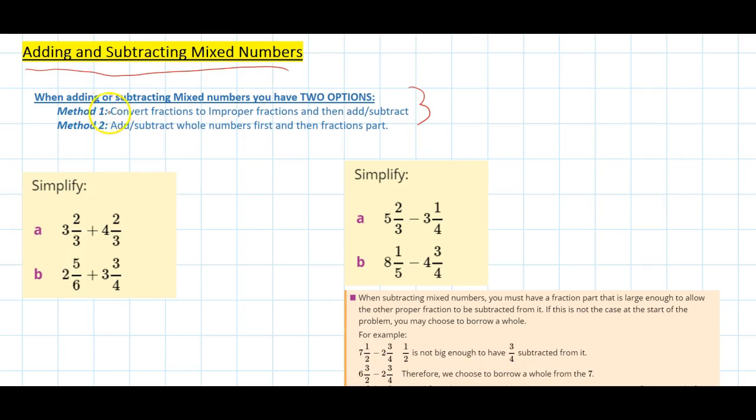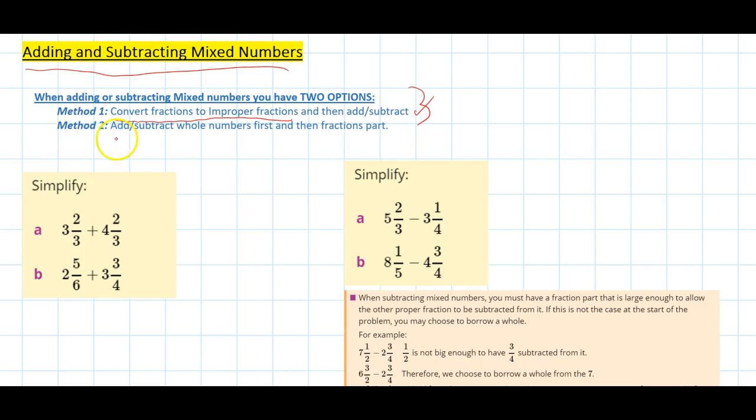The first one is that you need to convert the fractions to improper fractions. By that I mean convert the mixed number into an improper fraction, and then you do your addition or your subtraction. This is probably the most common one to do, so you should often do this one, particularly with subtraction. So just turn the mixed number into an improper fraction, do the calculation, and then at the end make sure you simplify. So turn it back into a mixed number, or simplify your answer.